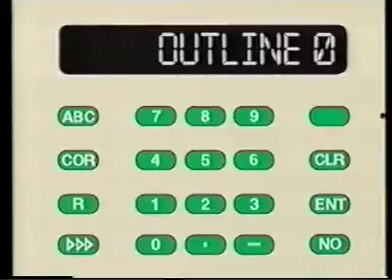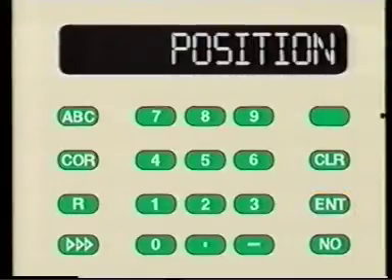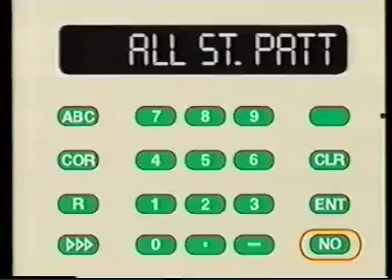The outline of the pattern can be in block form or smooth. By enlarging the pattern, the outline will be more in block form. The computer asks if that is the way it should be. Press Enter. Is the pattern to be positioned? Press No. Press No.